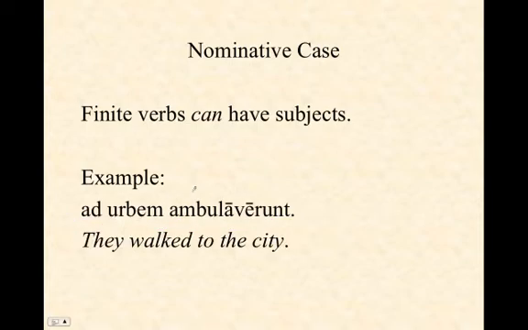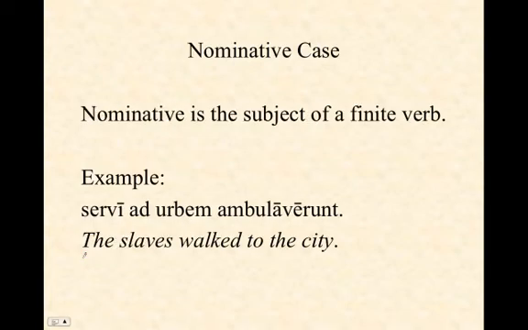Ad urbem ambulaverunt. This is a finite verb. It means they walked to the city. But there's no actual subject in this sentence. Who the they is that walked to the city probably was established in a previous sentence.